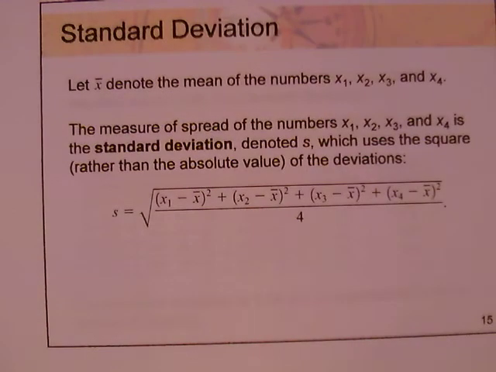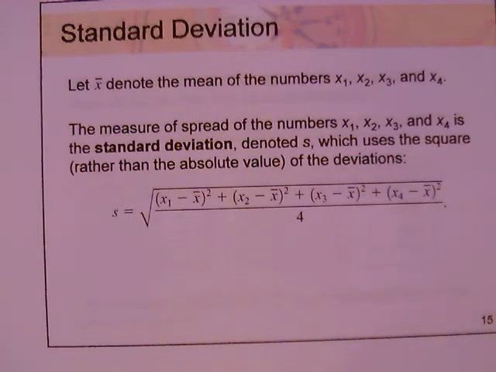All right, now here we're going to let x bar denote the mean. If you recall, when we were doing the chapter on statistics, we were dealing with the mean. So x bar is the mean of the numbers x1, x2, x3, and x4. The measure of spread of those numbers is the standard deviation, denoted by a lowercase s, which uses the square rather than the absolute value of the deviations.